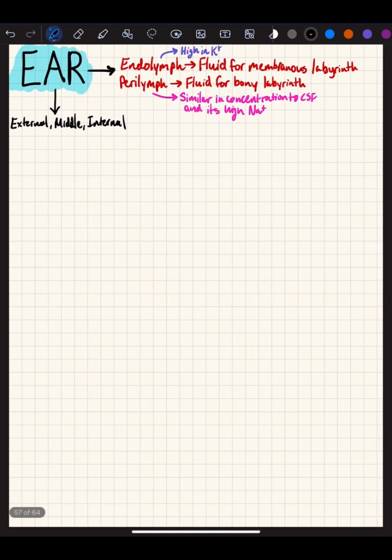Now, going in order from external to internal, we're going to start off with the external portion. Now, the external portion starts off with the auricle. You remember that term that we learned in anatomy with the part of the heart that is called the auricle, and it looks like an ear? Well, this is the auricle of the ear. So, some next level stuff. And so the auricle is cartilaginous.